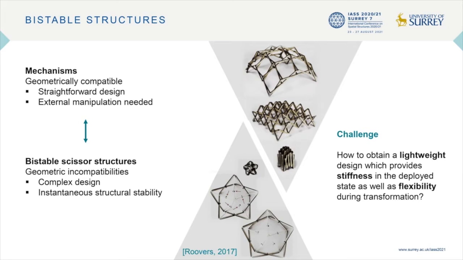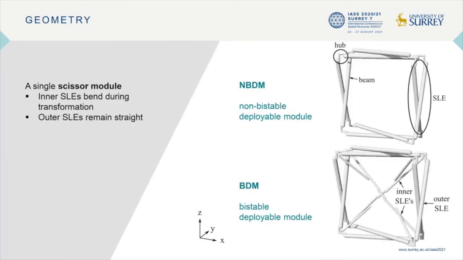The main characteristic of deployable structures is that they are both mechanisms and structural systems, which means that they transform and that they can bear loads in their service state. The main challenge is to obtain structures that are lightweight, easy to transform, and self-supporting in the deployed state. These requirements are often contradicting, and the challenge is thus to find an acceptable compromise. To find this compromise, I developed an optimization methodology for bistable scissor structures.